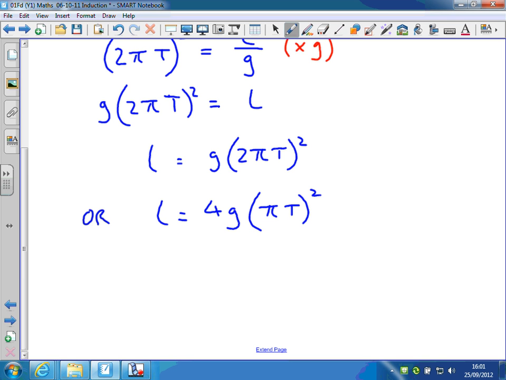I could do that, couldn't I? Because I know what 2 squared is, it's 4. So I could take that outside the bracket and just call it a 4. You might well see the formula written like that. And at this point, if you all had calculators, I'll give you some numbers to work out the length, and we'll perhaps do that sort of thing next week, okay? Because that's equally important.